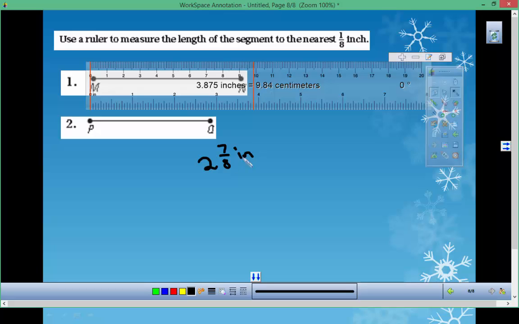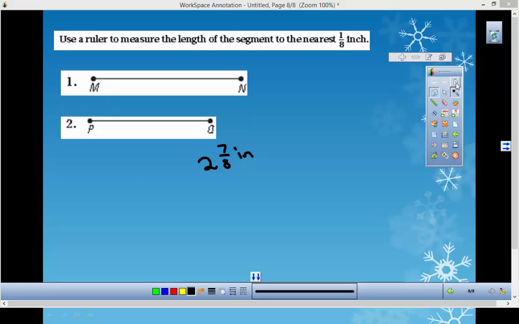So you might need a ruler. Hopefully you have one at home. I have some in class. If you need to borrow one, just come on up and let me give it to you for class time anyways.